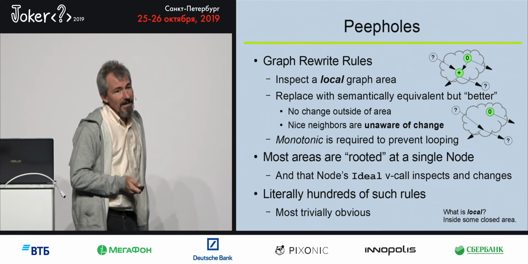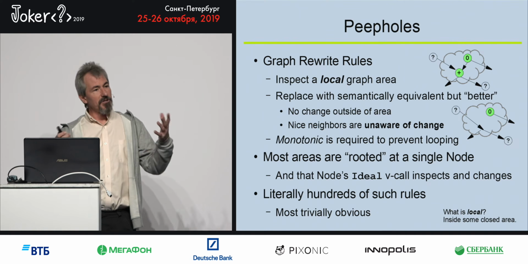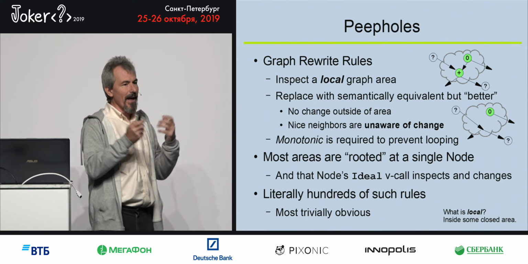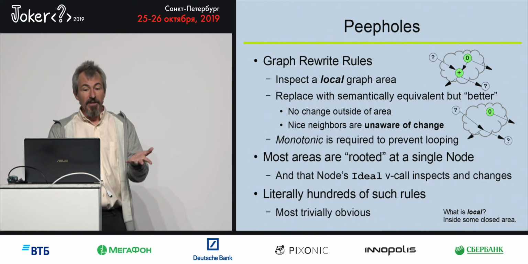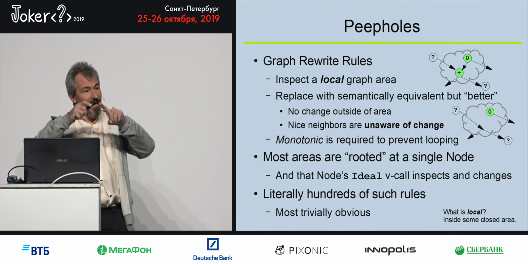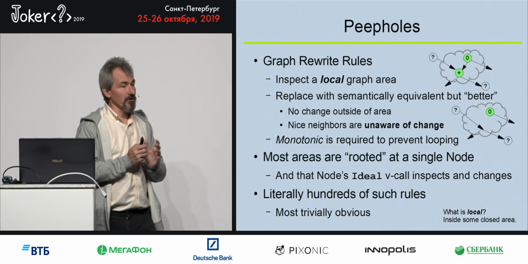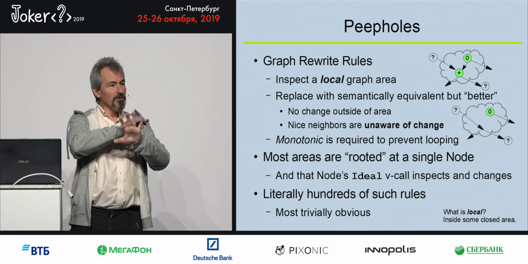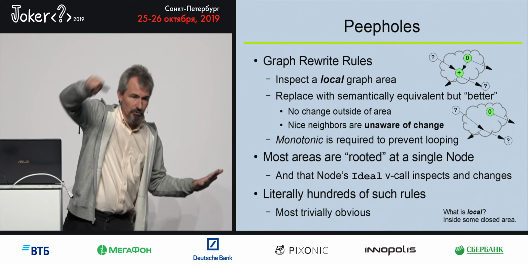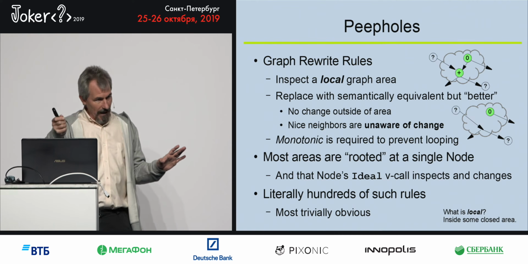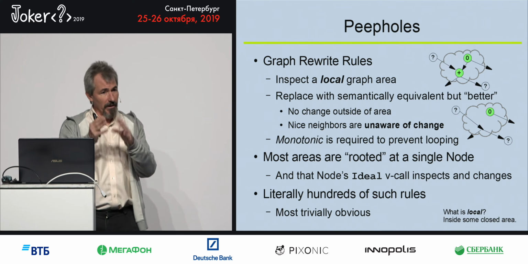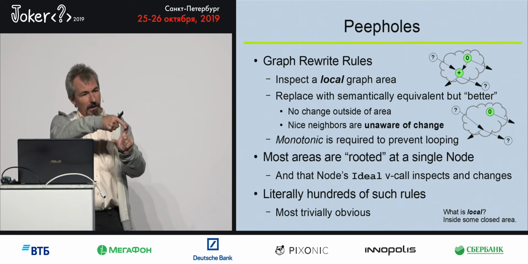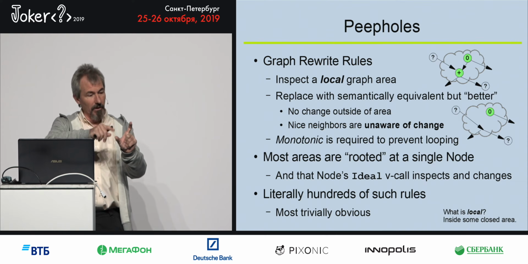Peepholes. These are basically graph rewrite rules, in which you inspect a local region of the graph, and you replace inside the region with a semantically equivalent piece of graph that's somehow better. And there's no change outside of that area, so your nice neighbors in the graph are unaware of the change. And when I say what is local, I mean, if you put the graph as a planar representation on a piece of paper and you drew a loop around a section where you crossed edges but you never sliced a node, nodes are either in or out. And if they're in, they're local, and if they're out, they're not. And if they're right on the edge where you have an edge that is sliced by your circle, then they're a neighbor.